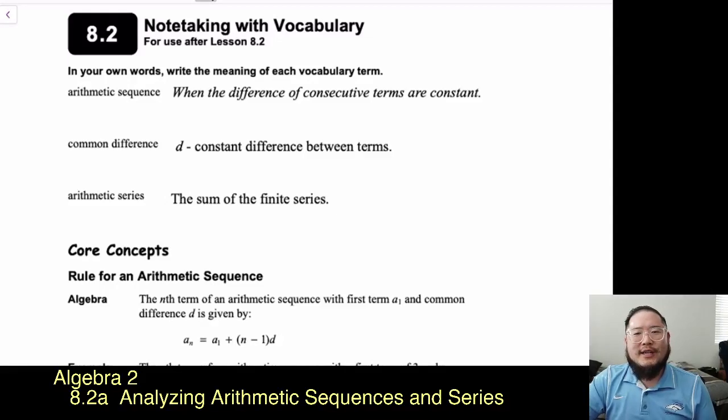All right, let's take a look at section 8.2, analyzing arithmetic sequences and series.